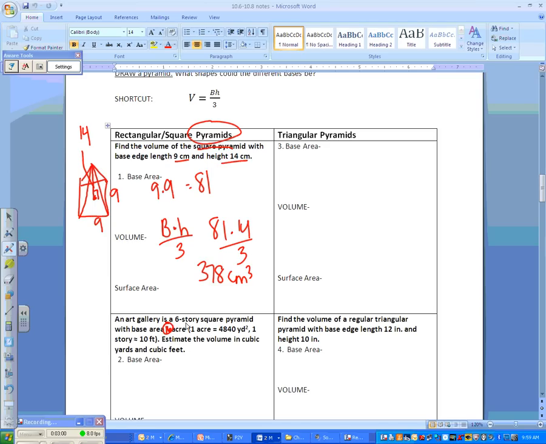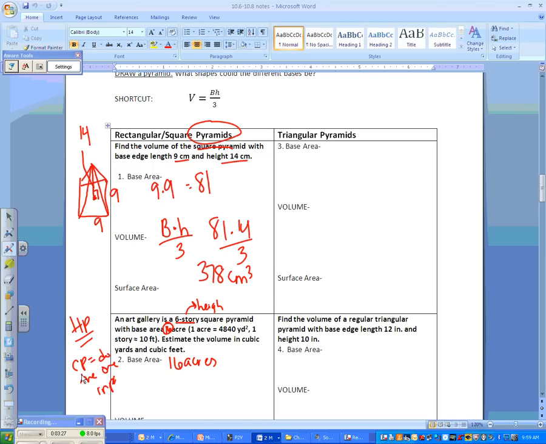Okay, so for this one, it's a 6-story. This is going to be your height. And if the base area is 16, they already give you the base area, so it's already 16 acres. Since they want it in terms of yards and feet, this is for an honors question, sorry. CP, you guys have a different question, and you can find the one in your packet.